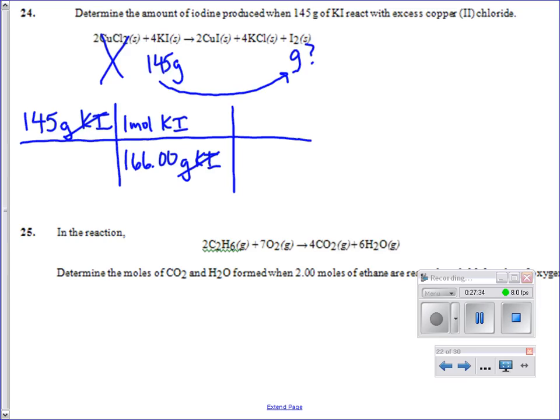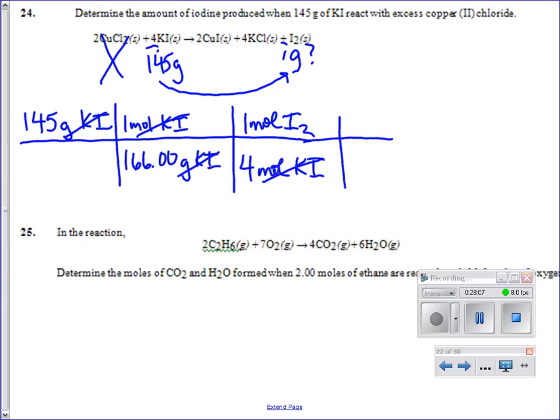The mole bridge has guards on each side of the bridge. It's got a guard here and a guard here, and those guards are based on the stoichiometric coefficient in the balanced equation. So the relationship between KI and I2 is 4 moles of KI for every 1 mole of I2. That has brought me to this side of the bridge. Now I'm not done because I'm in moles and the problem's asking for grams.